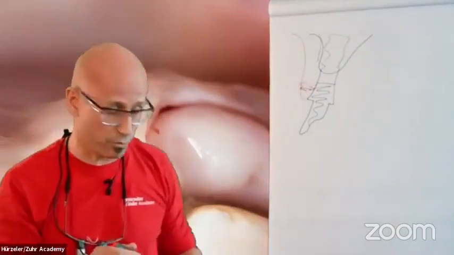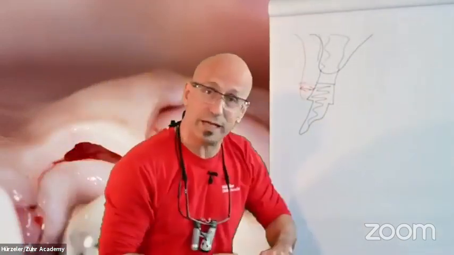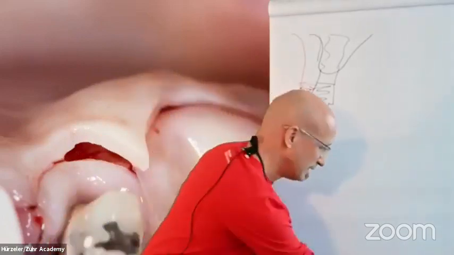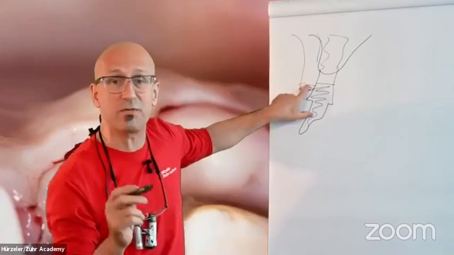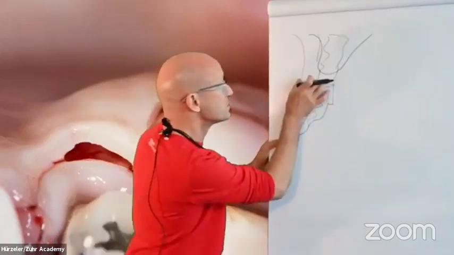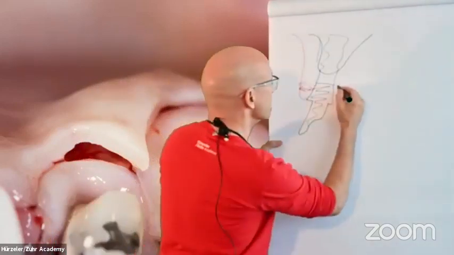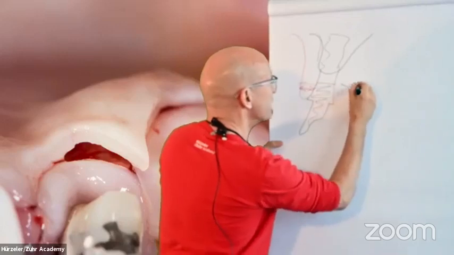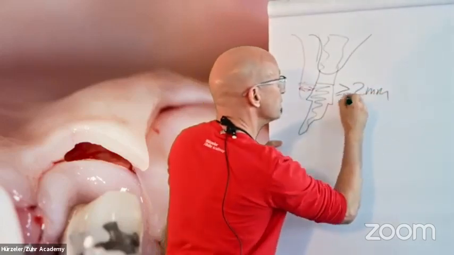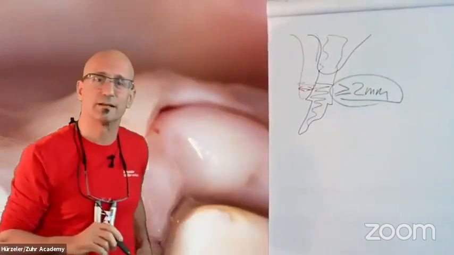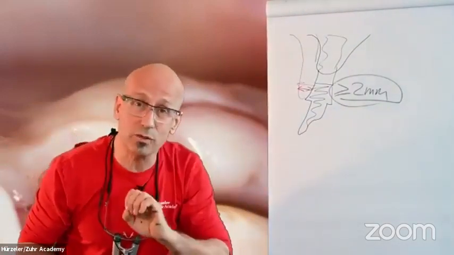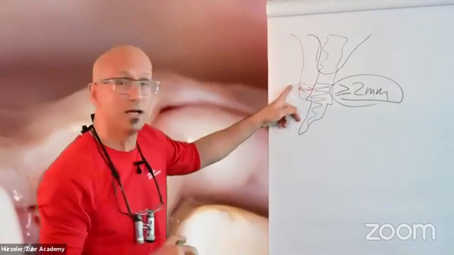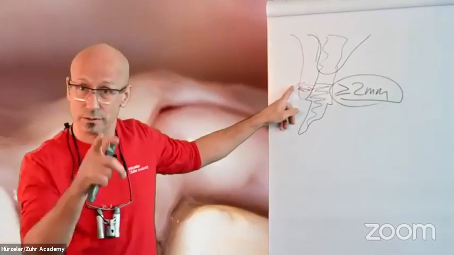This is a study which was done by a group in Zurich, by good friends of mine. They found out that if this flap, or this tissue here, has a thickness equal to or more than 2 millimeters, then the titanium abutment is not shining through the tissue. You got it?